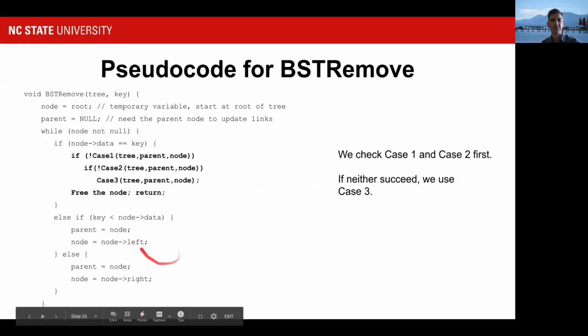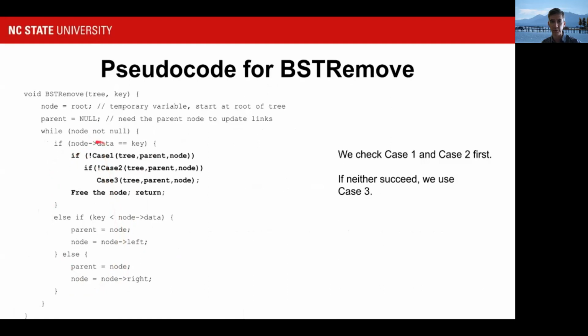Okay, now we can come back and fill in this high-level code for BST remove. Again, this while loop is just figuring out where the node is. Eventually, if the node we want to remove is a match in this statement, where the data in the node is equal to the key we're trying to remove, then we have some code that looks like this. If we can apply case 1, then we're done. If we can't, then apply case 2. And if we can't apply case 2, then we have to be able to apply case 3. Once we've done all these 3 cases, we free the node and we return. And we've finished.